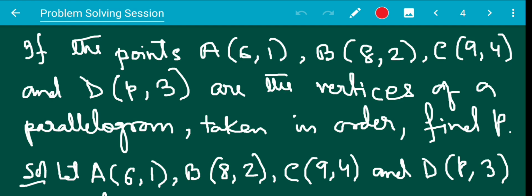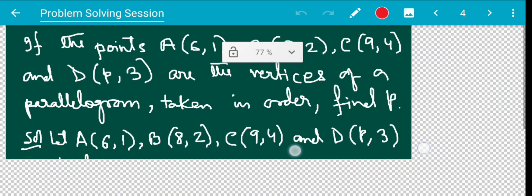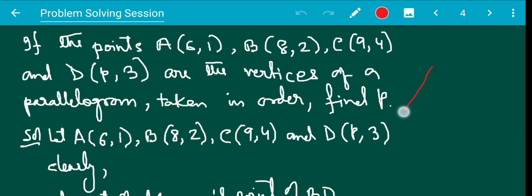Next question is, if the points A, B, C, D are given, the vertices of a parallelogram taken in order, means A, B, C, D. Okay. Find the value of P. Now same here we are drawing a diagram. Suppose this is the parallelogram. We know the coordinates of the vertices, but how to apply? We can see that if we draw the diagonals, they intersect at a point, and this point bisects both the diagonals, that we know. It means this particular point is the midpoint of both the diagonals.